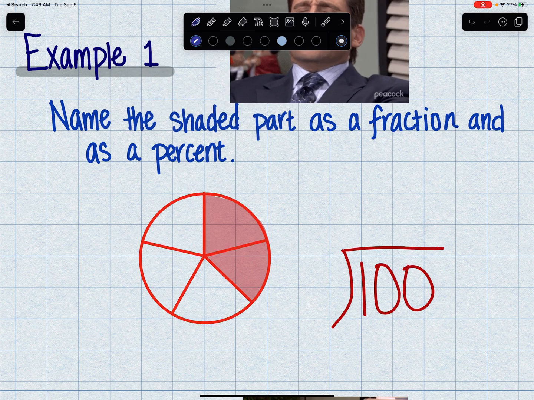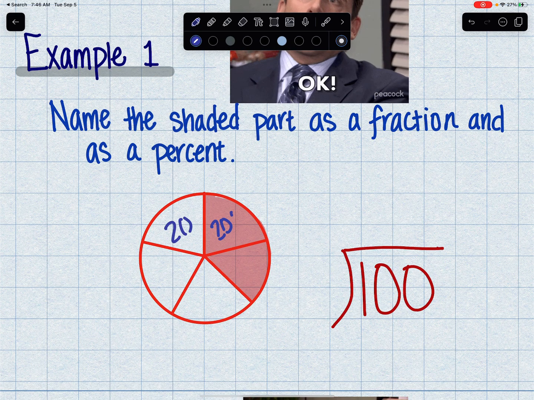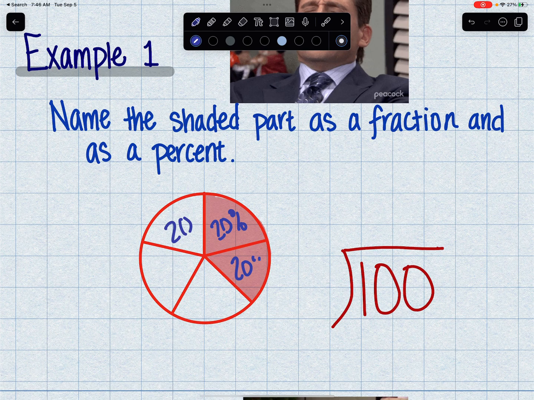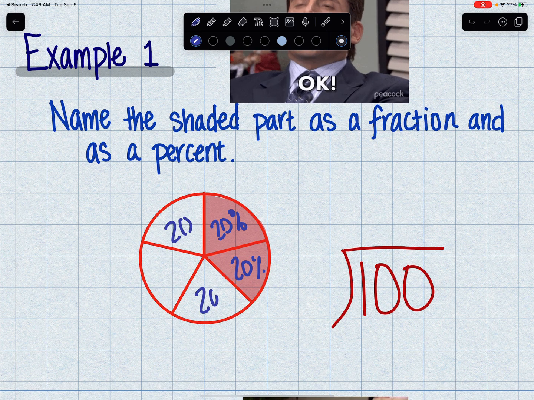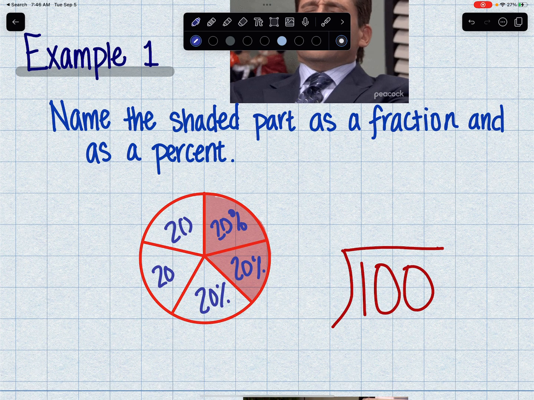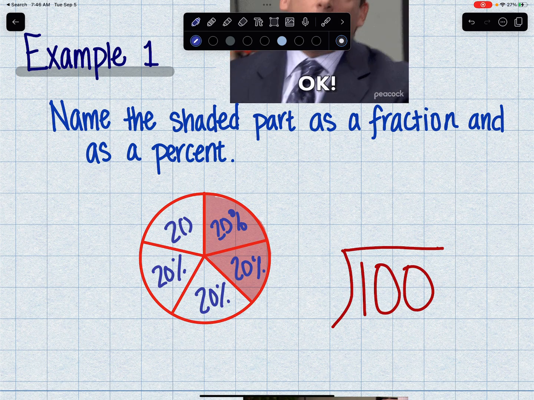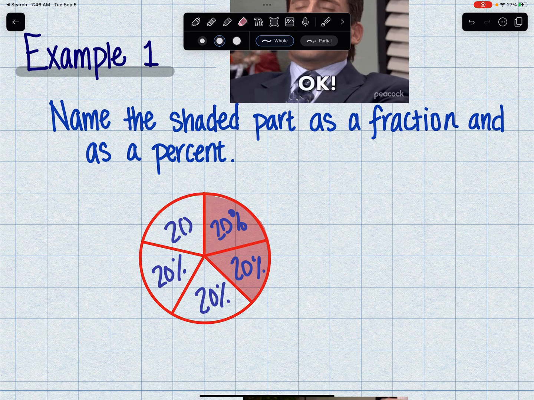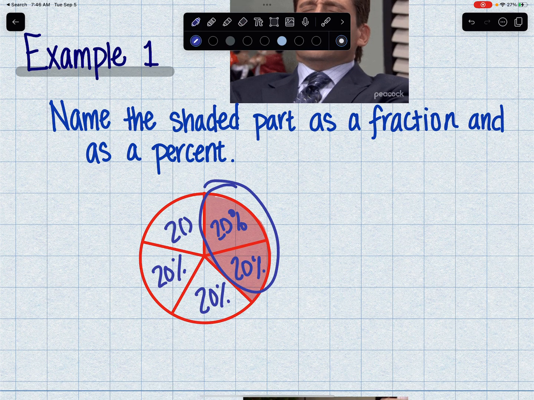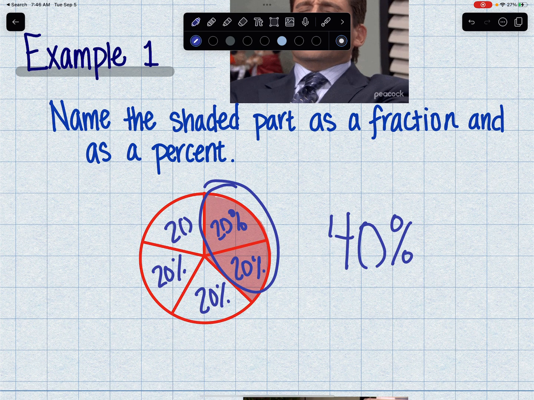So let's do that. 20%, 20%, 20%, 20%, 20%. All right, now you just add the parts that are shaded, 20% plus 20%. So this represents 40%. All right, easy peasy. 40% of it is shaded.